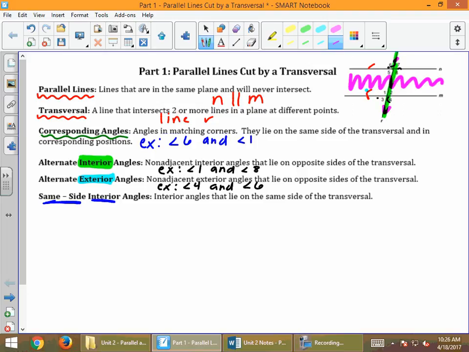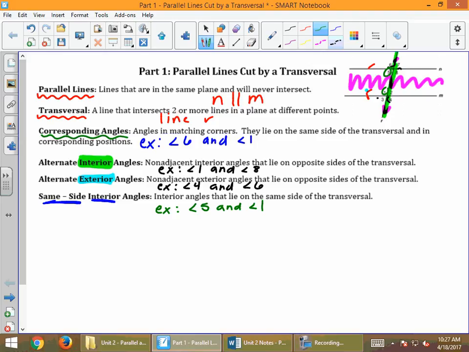So pick any angle that's in between those lines. I'm going to pick angle 5. Okay? The same side interior angle is going to be on the same exact side of the transversal, and it's also going to be inside. And the only one that is, is angle 1. So an example would be angle 5 and angle 1. So make sure I write these examples down. Okay. So those are all the types of angles that we're going to talk about.